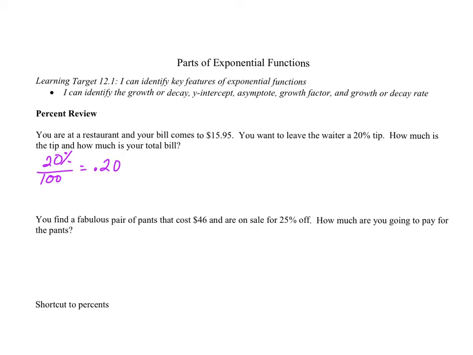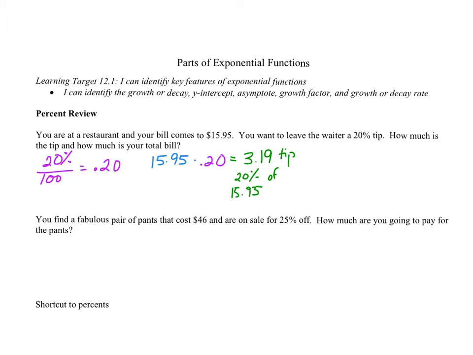All right, so now that we have that, what we do to find the percent of something is we multiply by that percent. So I'm gonna take my $15.95, I'm gonna multiply it by my 0.2, or my 0.20, same thing. And I get 3.19. And what that 3.19 represents is the 20% of $15.95. So that is the tip that I'm paying. So this is my tip that I'm gonna leave for the person.